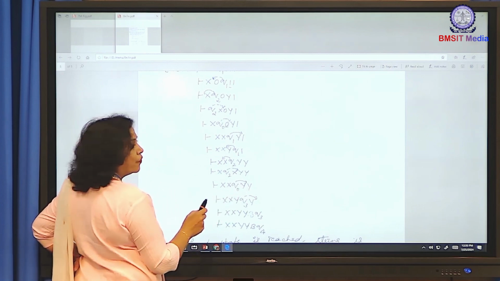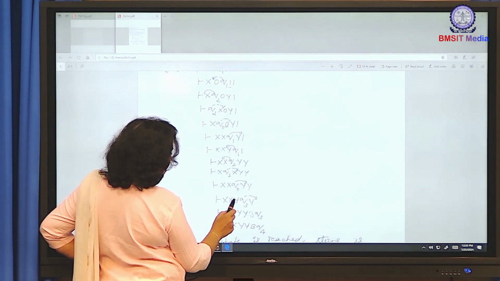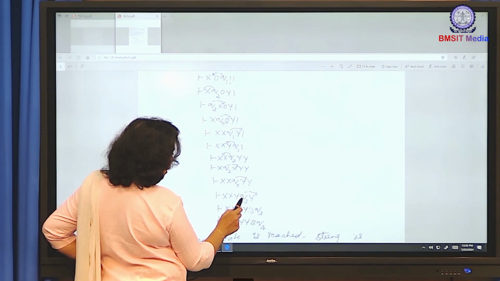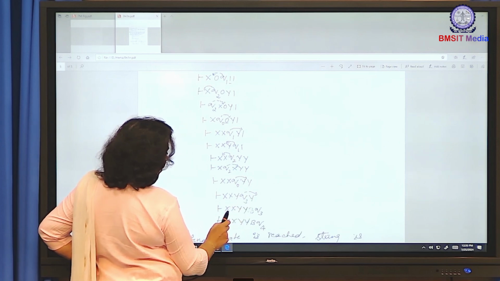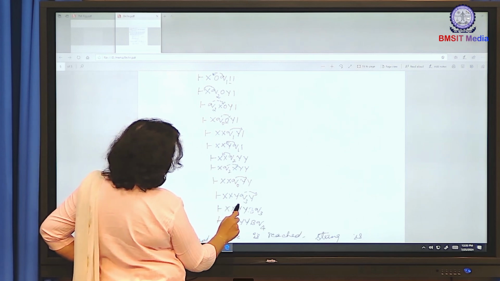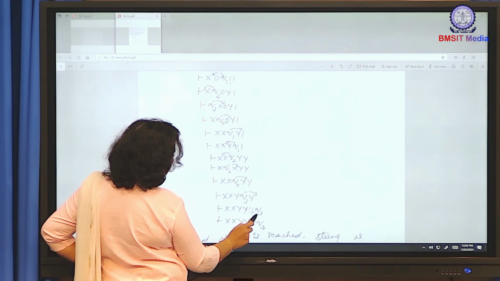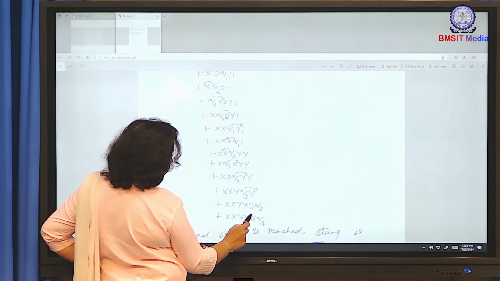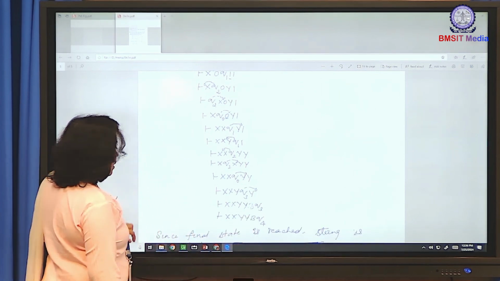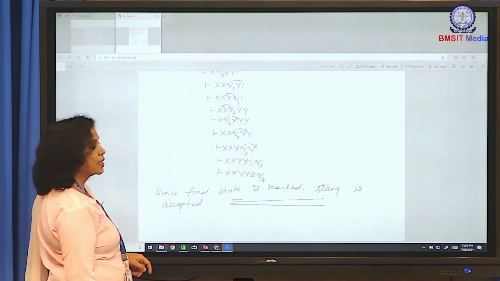Q0 on Y, we know all zeros are exhausted, change to Q3. So X, X, Q3, Y, Y. Now Q3 on Y, you have to go to the right, and you come to the next Y, then to the blank: X, X, Y, Y, Q3. Q3 on blank, the input has got exhausted. So change the state to Q4, accept a blank, and the string is accepted. Since the final state is reached, the string is accepted.